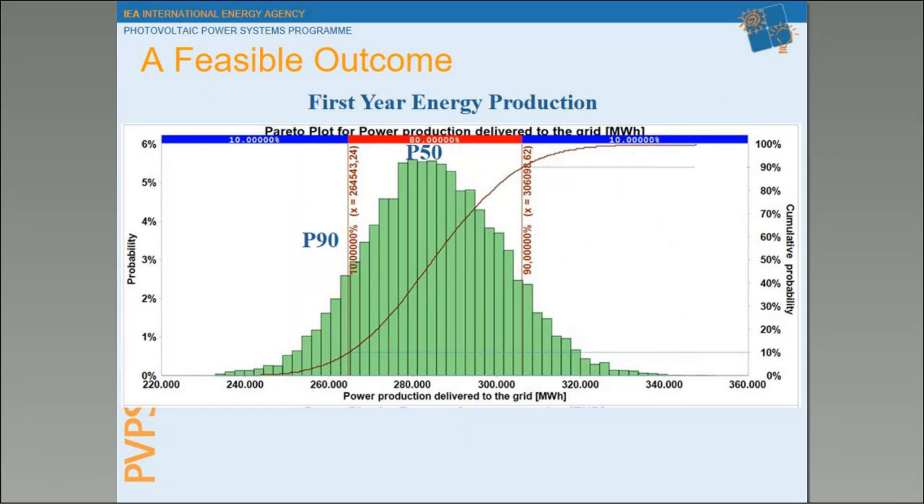For example, first-year energy production, shown here, uses 8 of our 12 parameters with the variances. Our median is around 280,000 megawatt hours for the first year, with 10% of the values coming in at least with 264,500 megawatt hours. That's more than 6% less than the median value. This then is our so-called P90 value, achieved here running a Monte Carlo simulation on all 8 of the parameters affecting the energy production.